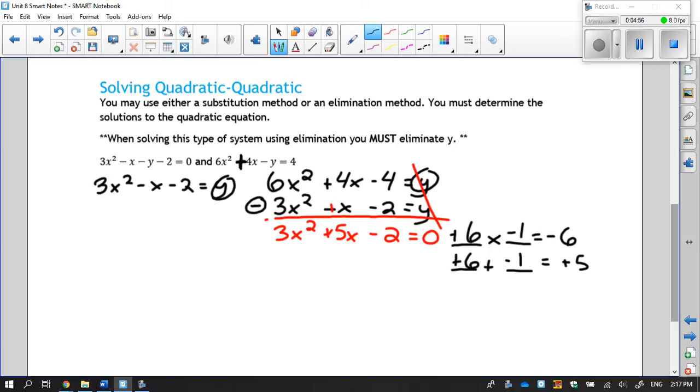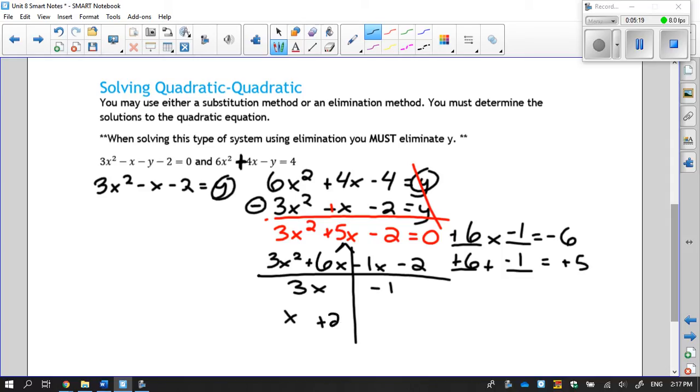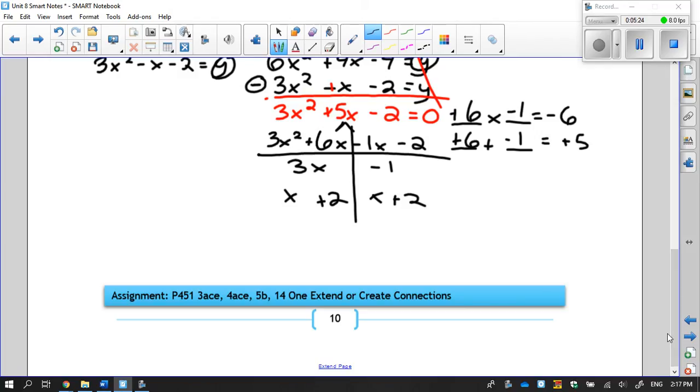So then this guy breaks down. We get 3x squared plus 6x minus 1x minus 2. Draw your line. Greatest common factor here is 3x, and this is negative 1, so this leaves us with x plus 2, x plus 2. So this factored gives us 3x minus 1 multiplied by x plus 2 equals 0. So x equals 1/3, or x equals negative 2.